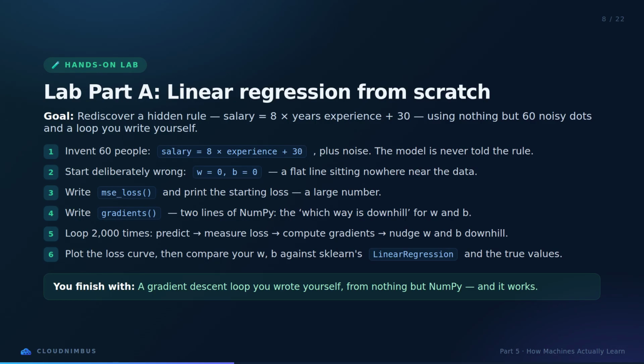Crucially, the model is never told that secret rule. It has to rediscover it purely from the 60 dots. A straight line is y hat equals w times x plus b. W is the slope, how much salary rises per year of experience. B is the intercept, the starting salary at zero experience. Our whole model is those two numbers.